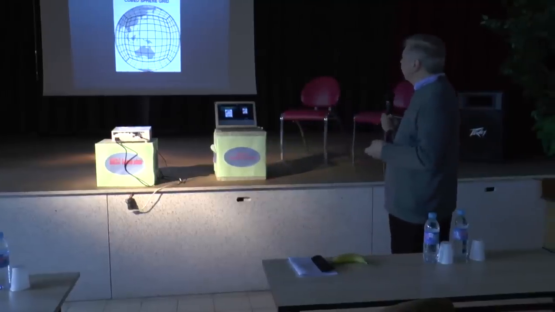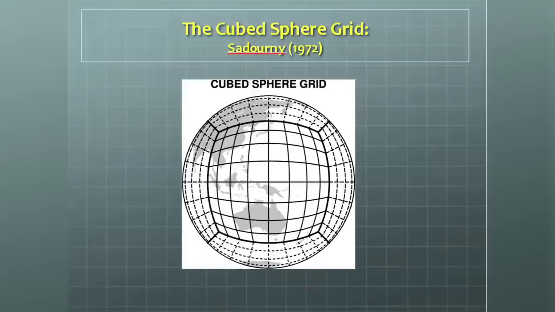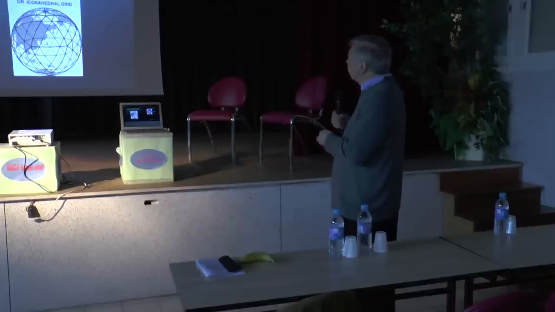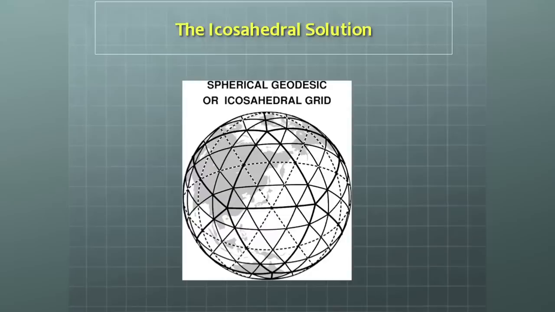The other issue, for example, is the cube sphere. This one has no pole, but it has some kind of complicated point here. There are four of them, introduced, in fact, in France by Sadourny. And what you do then, I'll show you later on. I'll come back to this one.